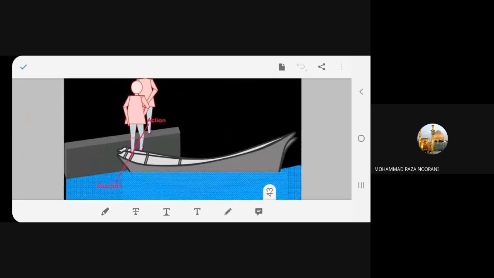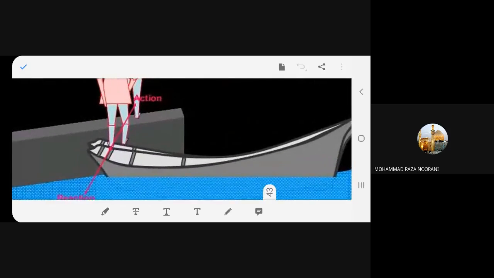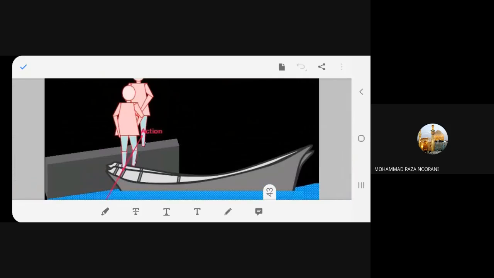The same thing, the sailor example that I showed you. Action is the boat being pushed backward, and reaction is you jumping from here to here. Right? Action is pushing the boat backward, and reaction is you jumping from the boat to the land.